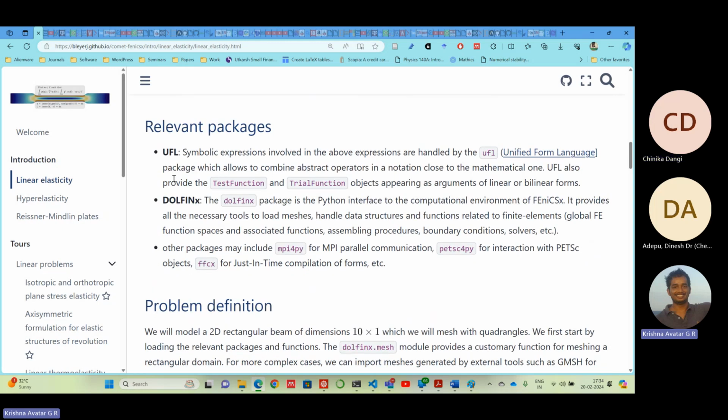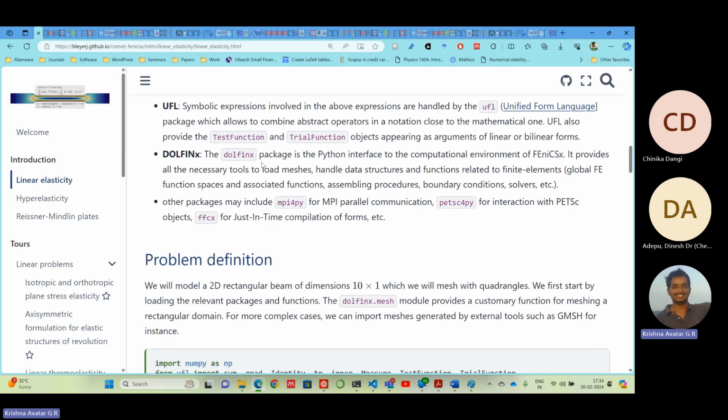So just as a review, we had multiple packages. UFL does symbolic expressions, allowing us to combine abstract operators in a notation close to the mathematical one. UFL also provides the test function and trial function objects appearing as arguments of linear or bilinear forms. And DOLFINx is the Python interface to the computational environment of FEniCSx. It provides all the necessary tools to load meshes, and it even has the power to do meshing right at the spot for simple geometries.